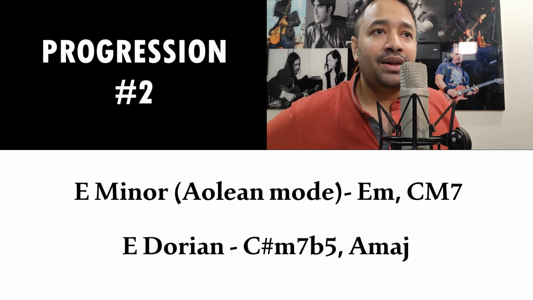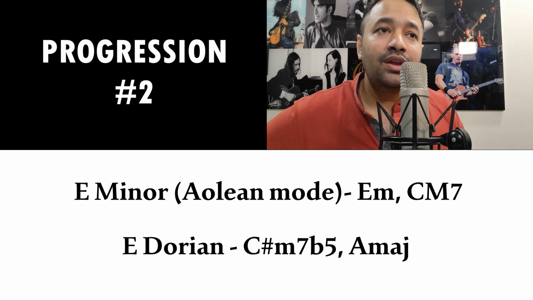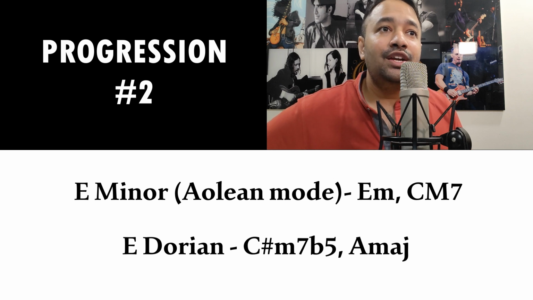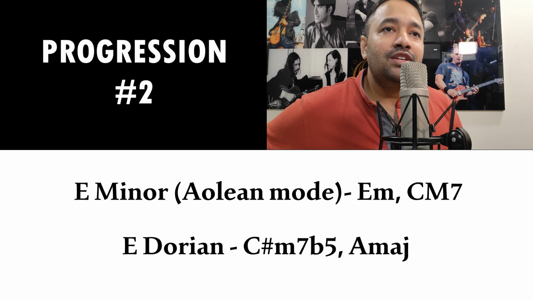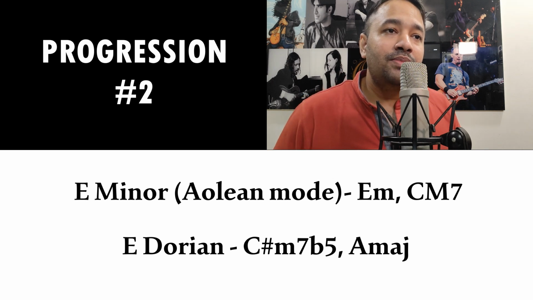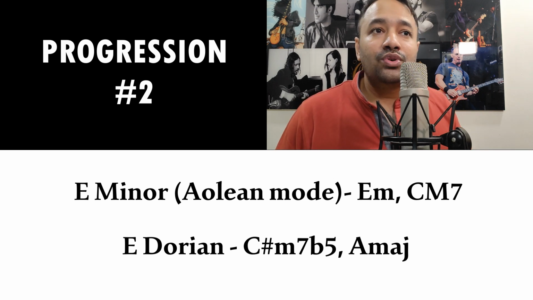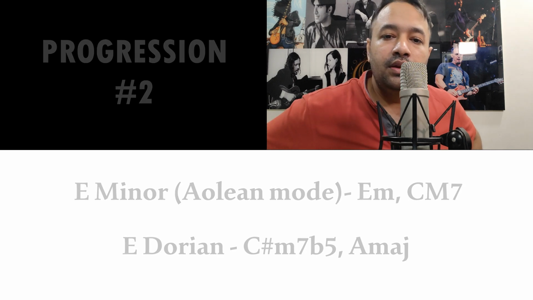Then we have the C sharp minor 7 flat 5, which is the E Dorian. Then we have a C major 7, which is the E natural minor. And then again we have the A major, which is again the E Dorian. So this chord progression is basically a modal mixture between the E minor, or the E Aeolian as they call it, and the E Dorian modes. So again, this is very interesting theoretically.